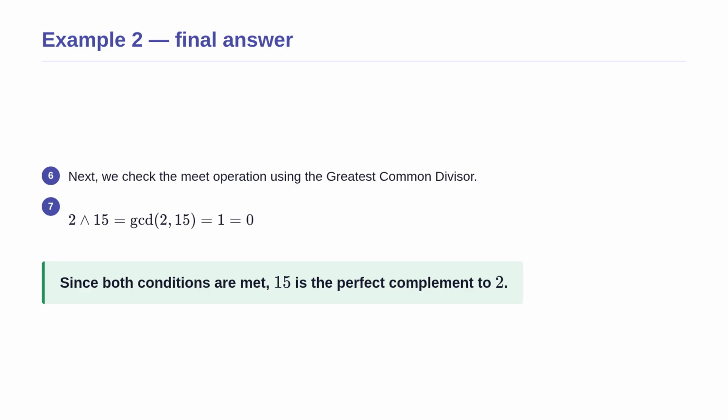Finally, we check the meet operation, which is the greatest common divisor. We need to find the largest number that divides evenly into both 2 and 15. The only common factor they share is 1. Since 1 is our bottom element or our 0 in this lattice, the second condition is also met. Because their least common multiple is the top element and their greatest common divisor is the bottom element, 15 is the perfect complement to 2. This shows how beautifully lattices apply to numbers.